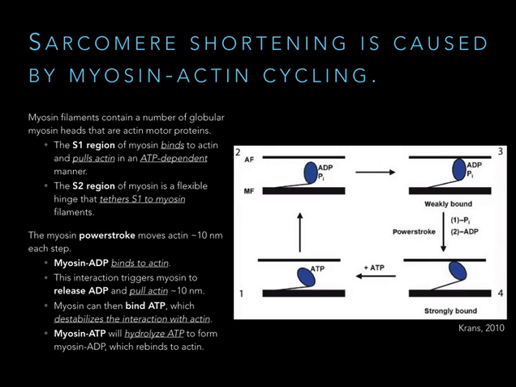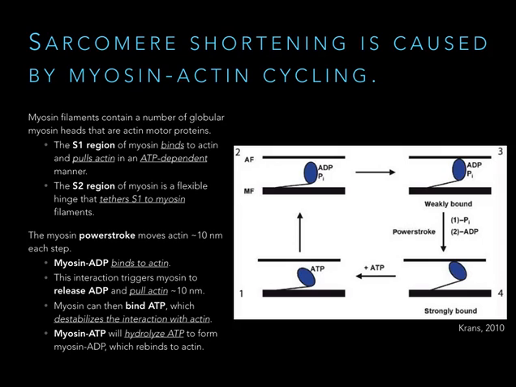Okay, so that myosin filament contains a whole bunch of these myosin heads, and these are the motor proteins that move along actin filaments. They have two regions. They have the S1 region, that's this blue oval that we see in the cartoon. This is the part that actually does the work. The S2 region is this flexible connector that holds the myosin motors onto that whole myosin filament. So that'd be the thin black line here.